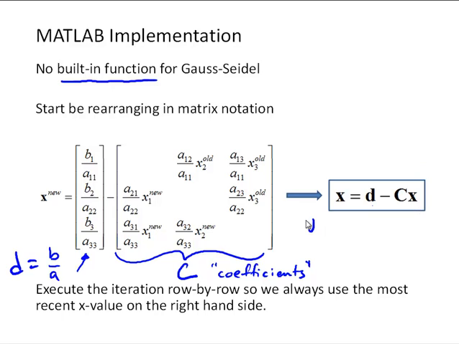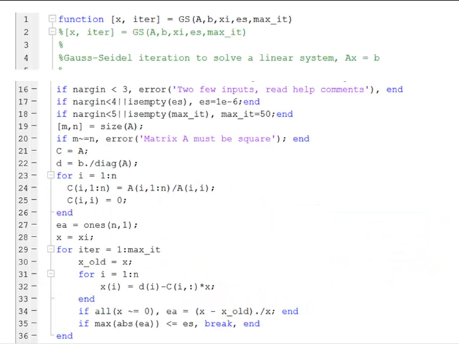Then for Jacobi, we can just do this over and over again and do it as a matrix operation. For Gauss-Seidel, we have to make sure that we redo this iteration, but we need to go row by row, so we're always using the most current information as is specified by the Gauss-Seidel iteration algorithm. So let's look at an M file to implement Gauss-Seidel.